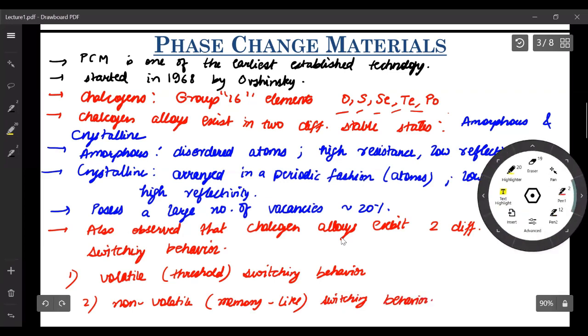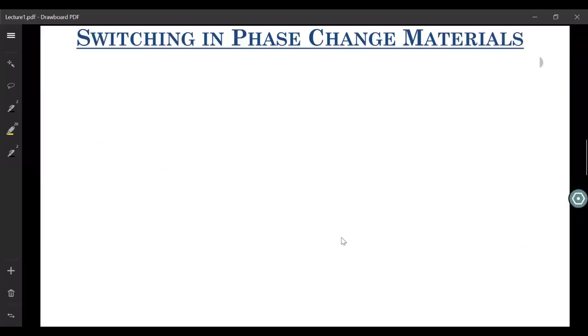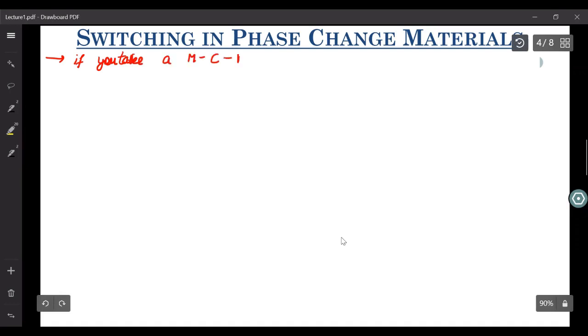Let us now discuss these two switching behaviors in detail. So first of all, let us talk about this volatile threshold-like switching. What Ovshinsky observed was that if you take a metal chalcogen alloy metal kind of configuration, that is, your chalcogen alloy is sandwiched between two metal layers.